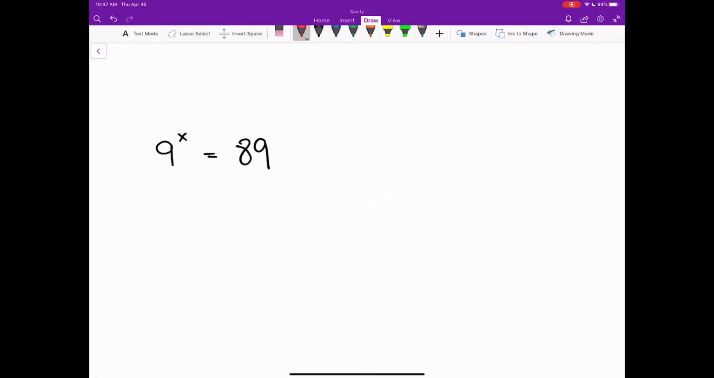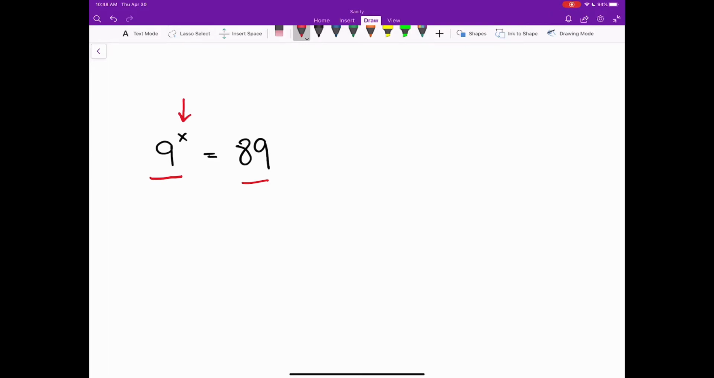So here's an exponential equation: 9 to the power of x equals 89. This is an exponential equation because 9 is raised to the power of a variable, and we want to solve for that variable. My first step was to get it into a very simple exponential equation. Just by looking at this one, it is a simple exponential equation. It is just a base raised to a power equal to a number. That's what I'm calling a basic exponential equation.